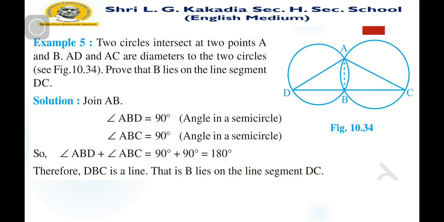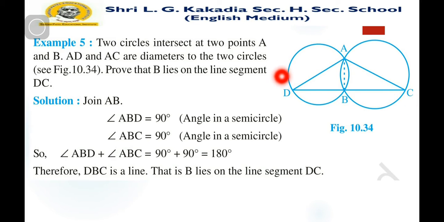Example number 5. Two circles intersect at 2 points A and B. Here you can see in the figure, two circles intersecting at 2 points A and B. AD and AC are diameters to the two circles. Prove that B lies on the line segment DC.